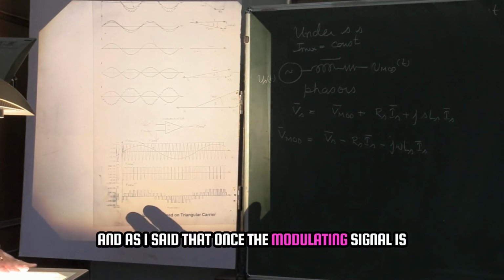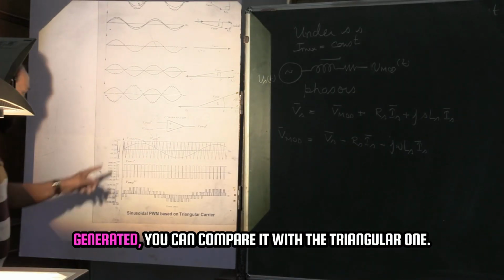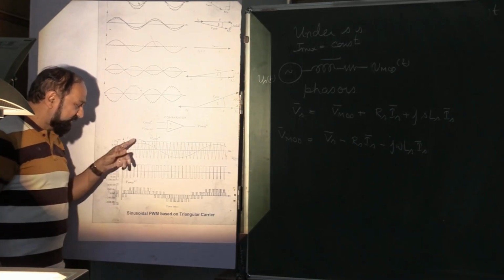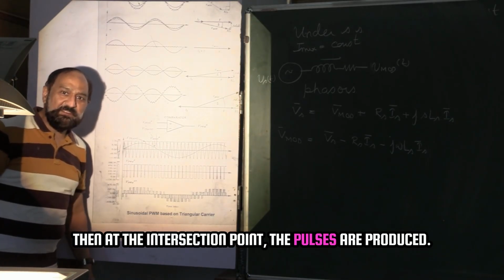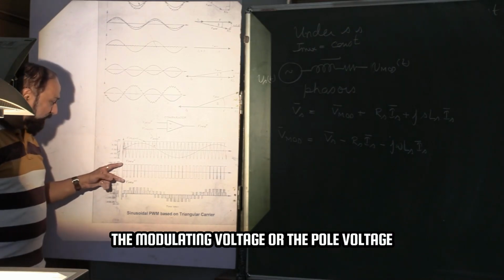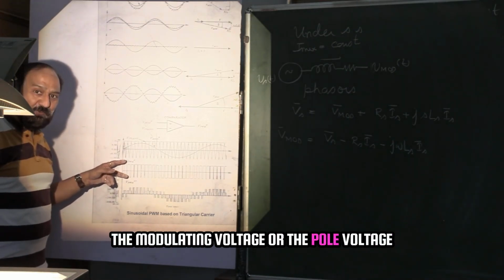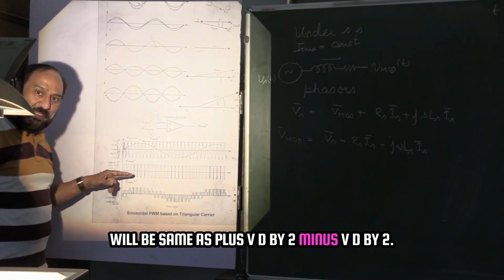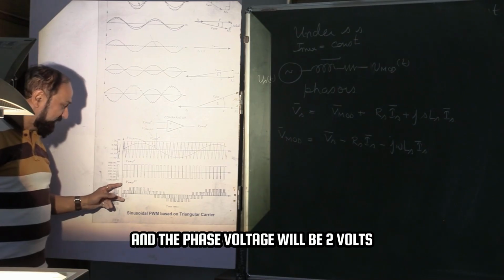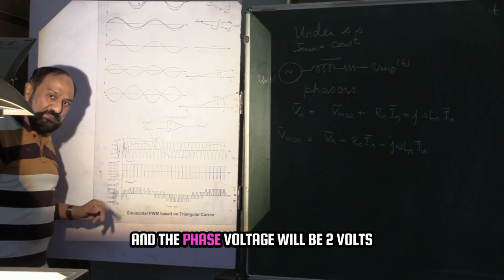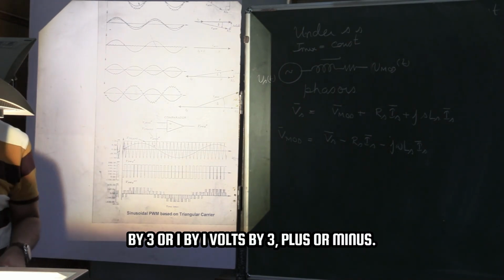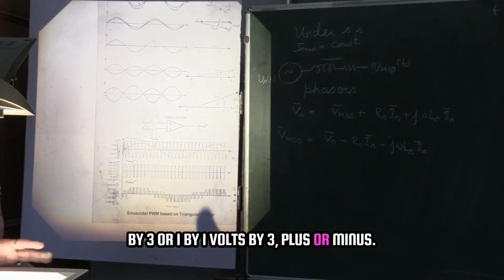And as I said, once the modulating signal is generated, you can compare it with the triangular one, and at the intersection points the pulses are produced. The modulating voltage or the pole voltage will be plus Vd by 2 or minus Vd by 2, and the phase voltage will be 2V by 3 or V by 3, plus or minus.